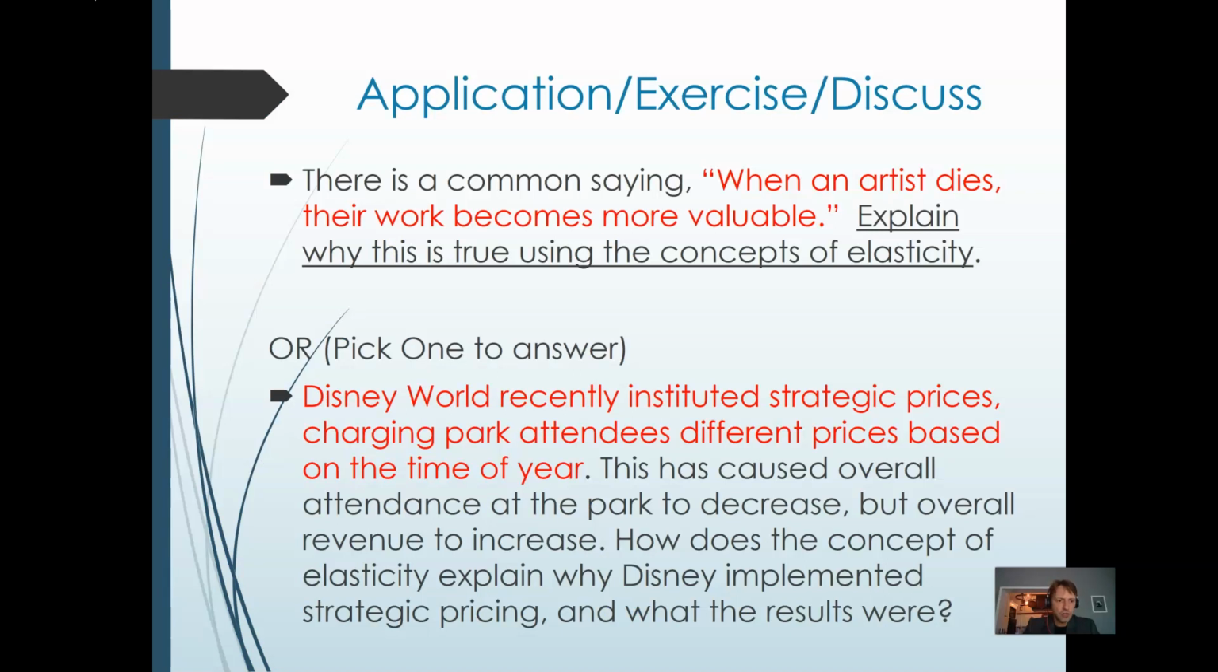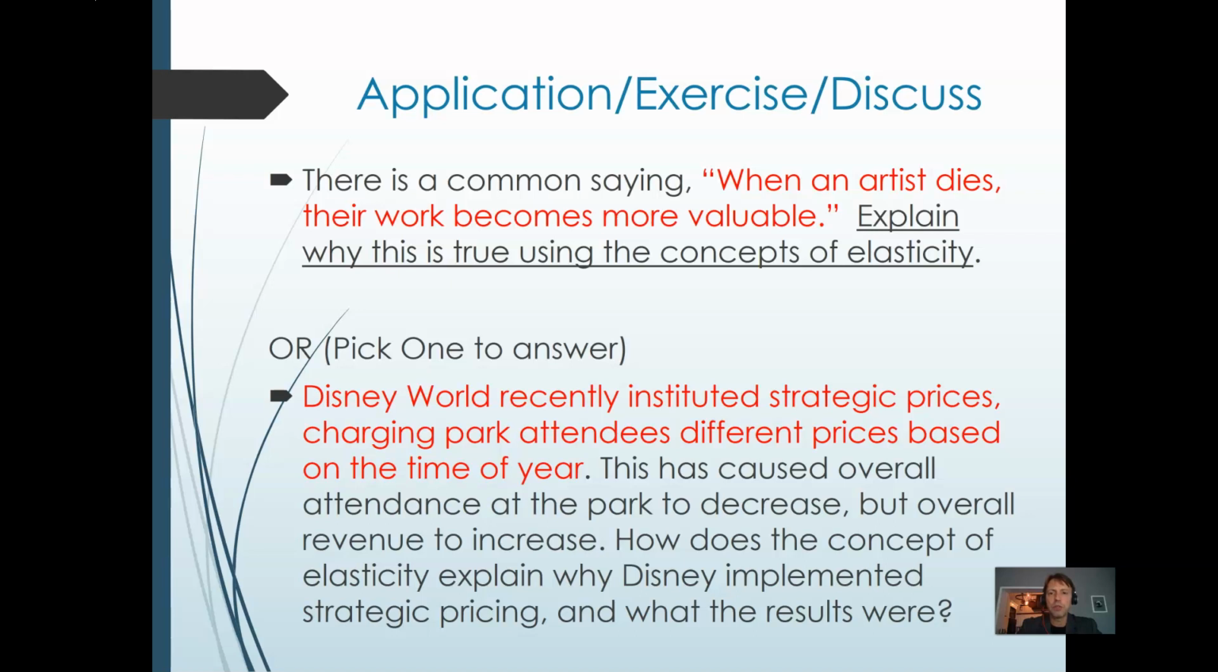So the exercise for today, you actually have a choice. And you can respond to the first bullet or the second. You do not need to respond to both. If you do, that's perfectly fine. But you are only required to respond to one. One looks at artists. We say when an artist dies, that's when their work becomes more valuable.